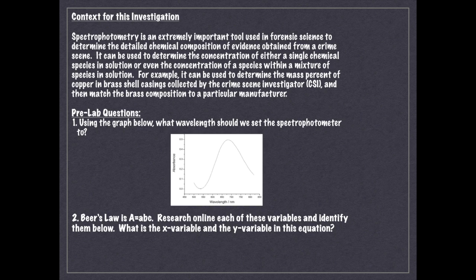What we're going to be using in this lab extensively is called Beer's Law. Now, Beer's Law is A equals abc, so what I want you to do is research online each of these variables and then identify them below. Then, if this is the equation we're using, what do you think your x variable will be and what do you think your y variable will be? So I'm not going to be giving you what each of them represents, but capital A, that's going to be your y, and the lowercase c, that's going to be your x. So you've got to figure out what those represent.